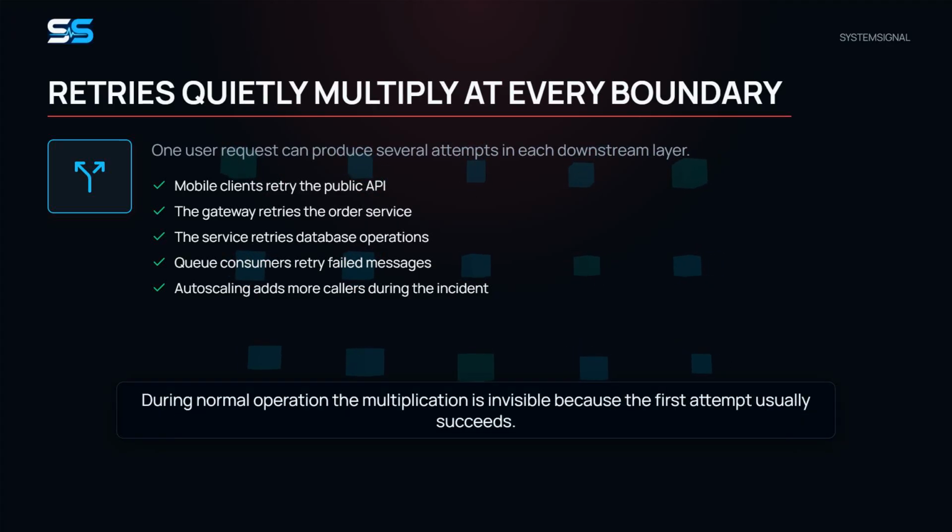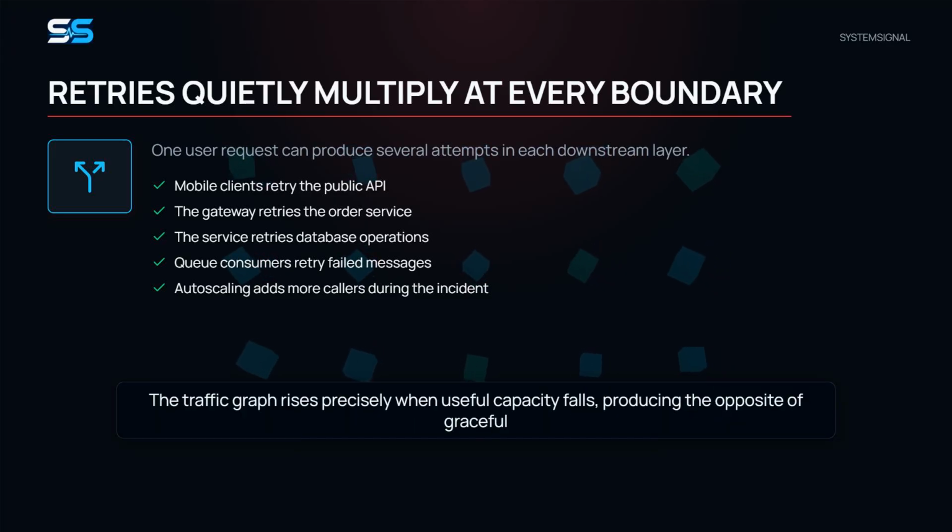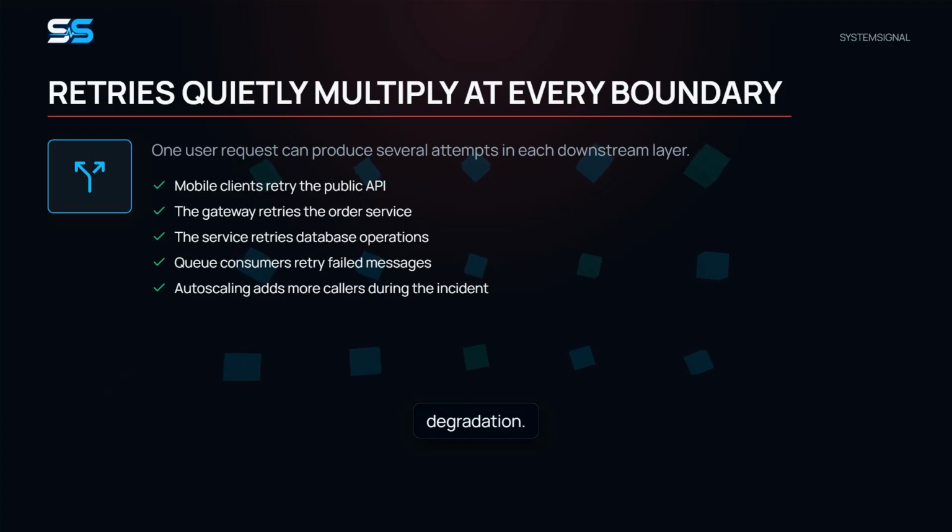During normal operation, the multiplication is invisible because the first attempt usually succeeds. During a slowdown, all layers activate at once. The traffic graph rises precisely when useful capacity falls, producing the opposite of graceful degradation.